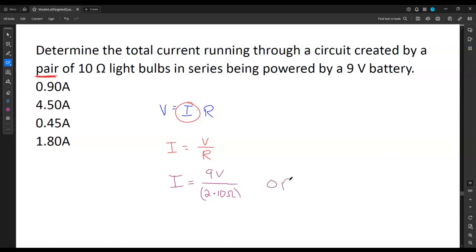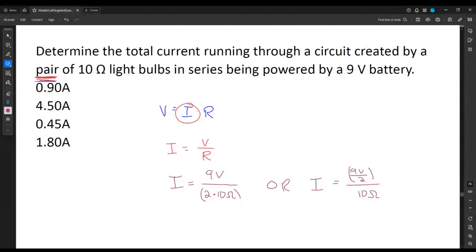We can also think about it this way. This is kind of a special case, again, because it is a pair. That's going to be important here. But remember that I said that if we have identical resistances, like identical light bulbs, that the potential gets shared between those. So I have 9 volts divided by 2, and then that's going to divide by my 10 ohms if I'm looking at one light bulb. So in series, every light bulb, every part sees the same current. That's why this formula works out in 2 different ways.